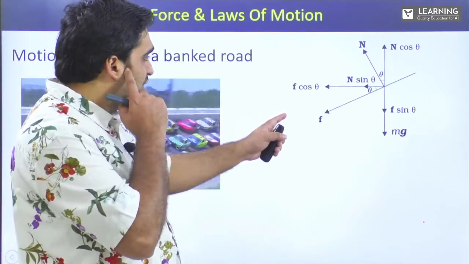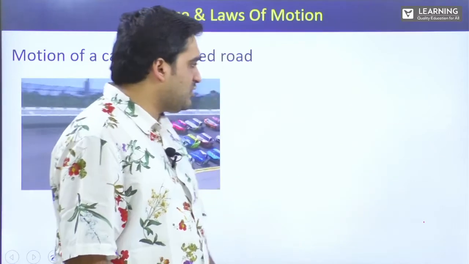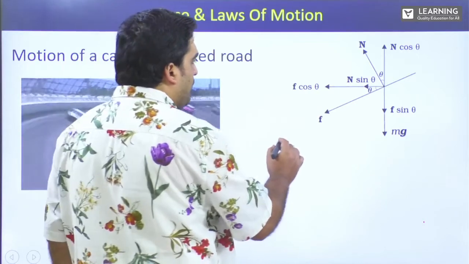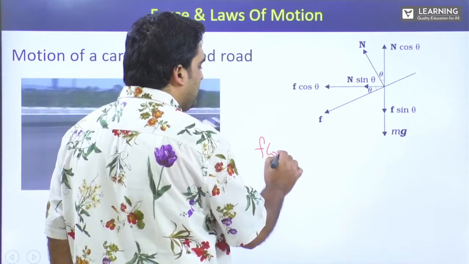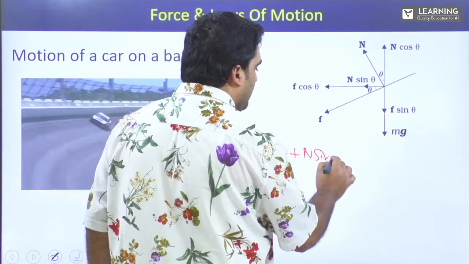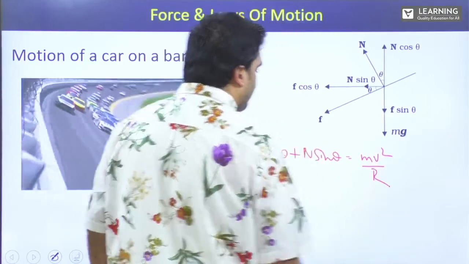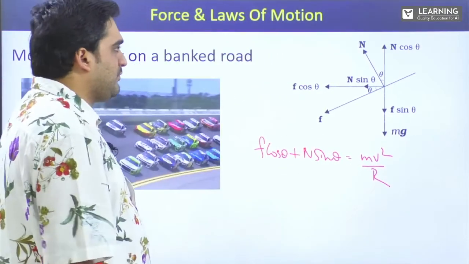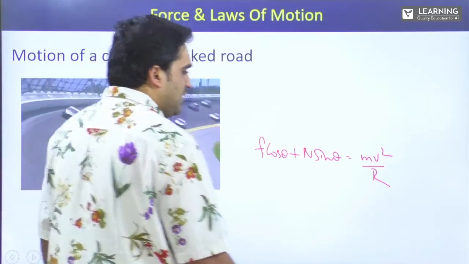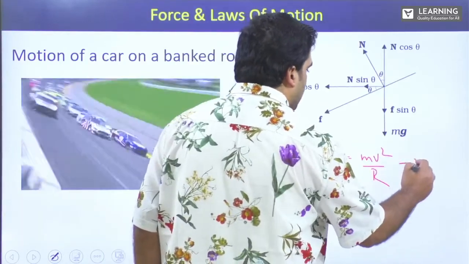Similarly, we just found the vertical, now we identify the horizontal. For the horizontal, you observe there's one component which is F cos theta and another component which is n sine theta, which equals the centripetal force, mv squared by r. That's pretty straightforward. So now we have two equations. Let's call them equation number 1 and equation number 2.